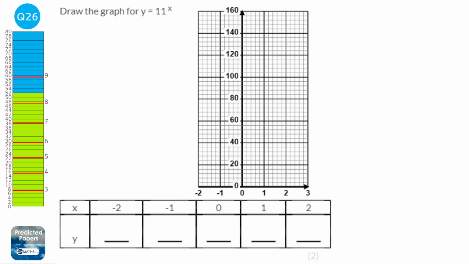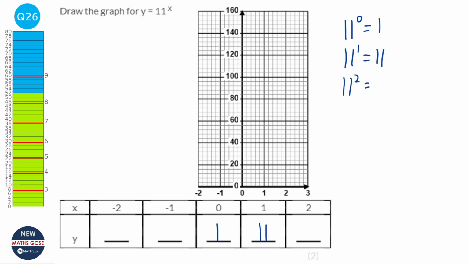So we're going to start off with the middle here, and then we're going to make our way to the right, and then we'll make our way to the left. So we're going to start off with 11 to the power of 0, and that's going to just be 1. Anything to the power of 0 is 1. Then we're going to do 11 to the power of 1, which is just 11. Anything to the power of 1 is itself, and then 11 squared is 121.